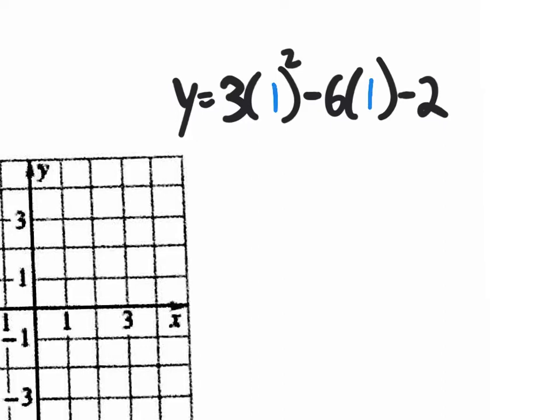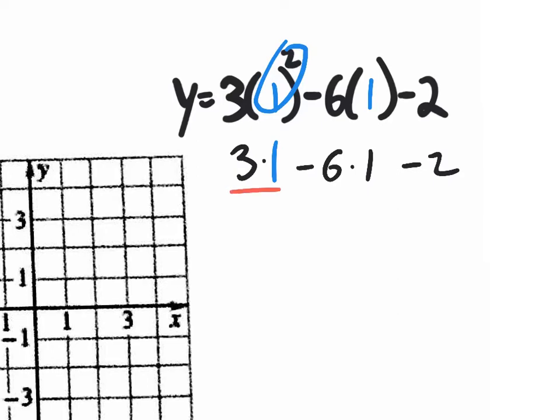1 right there, 1 right there. Start with parentheses. There are no parentheses or nothing to do inside of the parentheses. We move on to exponents. 1 squared is 1. So I really have 3 times the 1 that I got. And then, let me rewrite the rest. -6 times 1 and then -2. So then we move on to multiplication. 3 times 1 and 6 times 1. We will end up with 3 minus 6 minus 2.